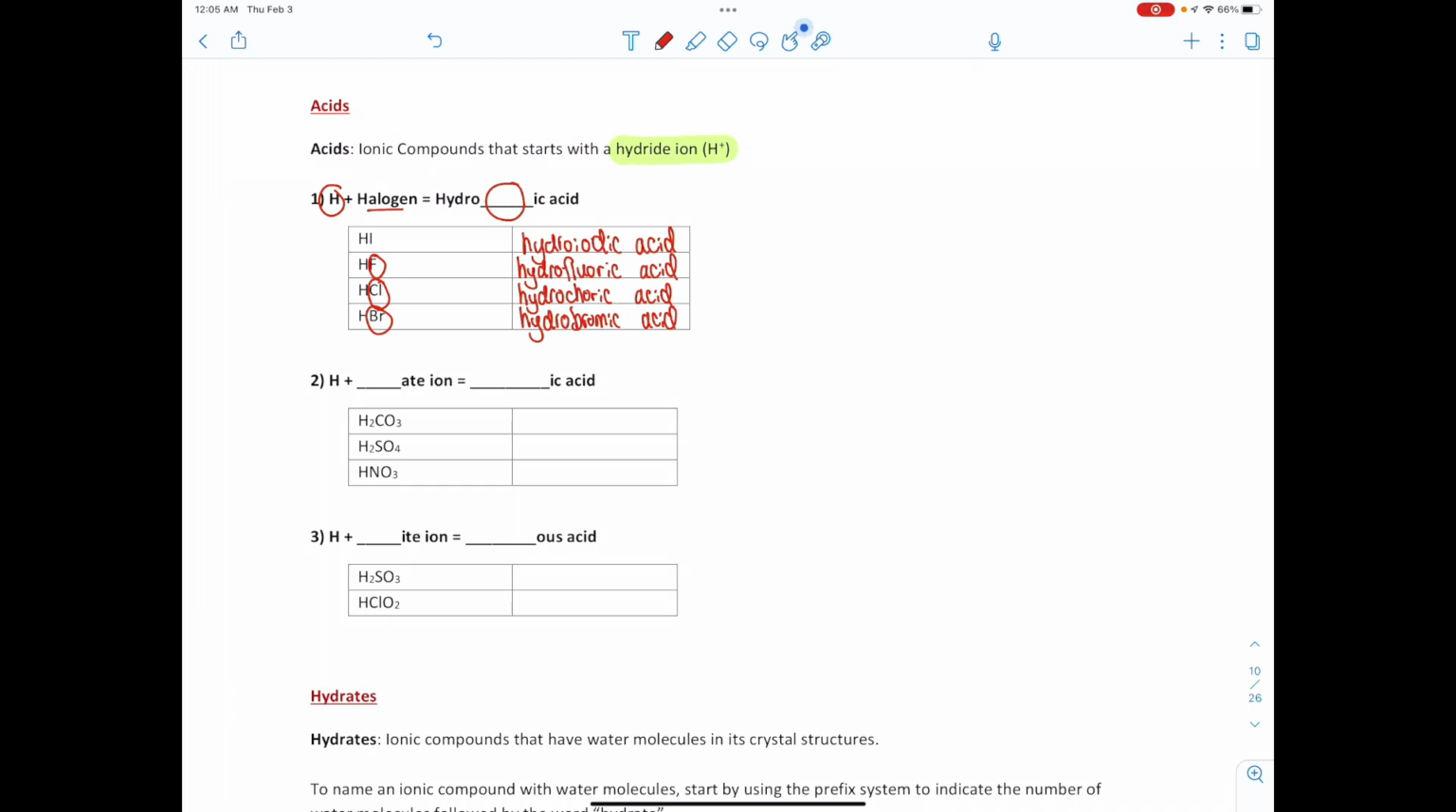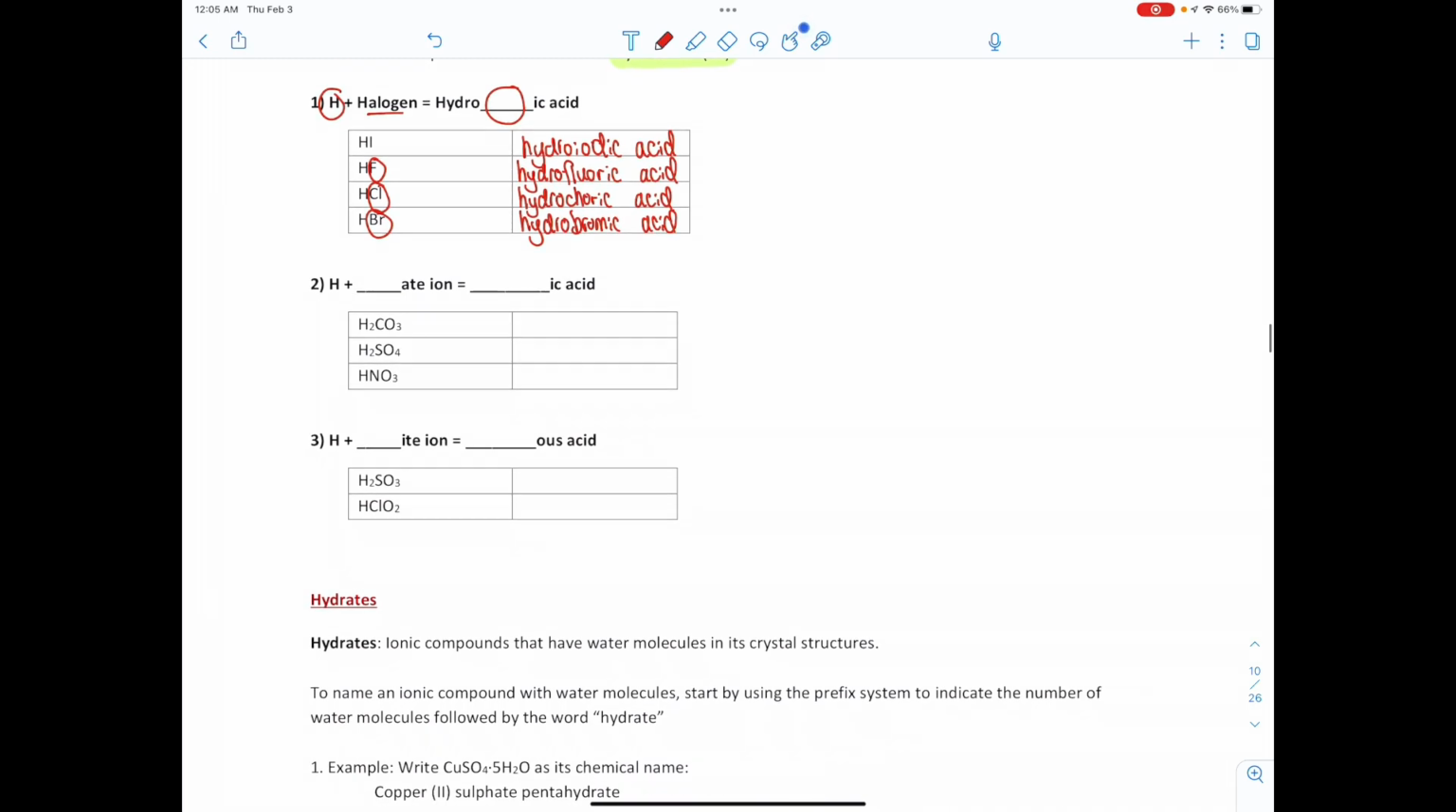Sometimes the H is being combined with a polyatomic ion that ends with ate. Anytime H+ is being combined with a polyatomic ion that ends with ate, like for example carbonate, sulfate, nitrate, phosphate, what we're going to do is keep the stem of that ate ion and just change the ending to ic acid. For example, this polyatomic ion here, CO3, is carbonate.